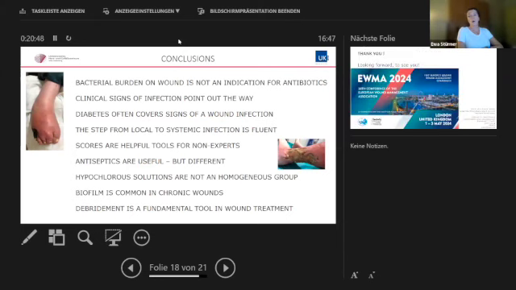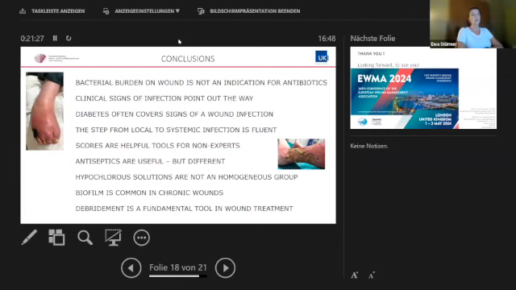So let me sum up all the things I have shown you in the last minutes. Bacterial burden is not an indication for antibiotics, and I have to say this by heart, because a lot of my patients have antibiotics and don't really need them, because the general practitioner is not really convinced that a positive swab is not an indication for antibiotics. Maybe that's different in other European countries.